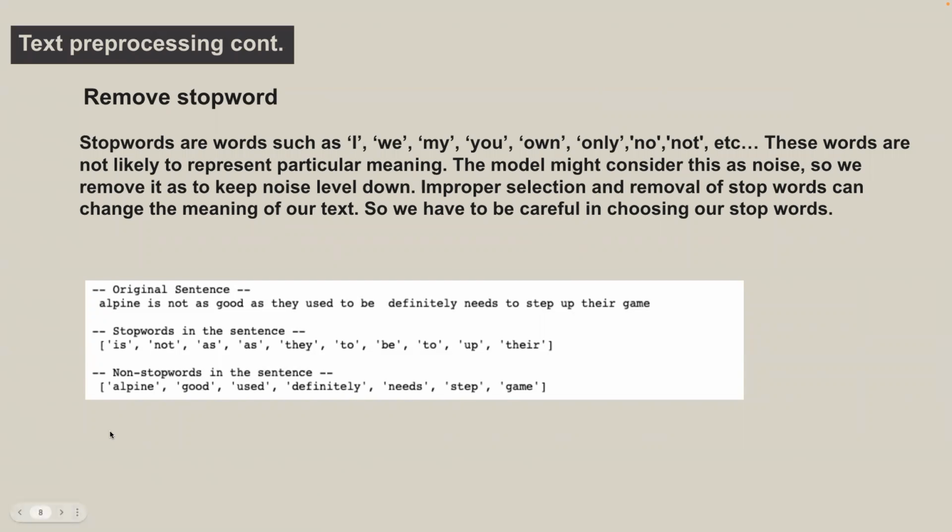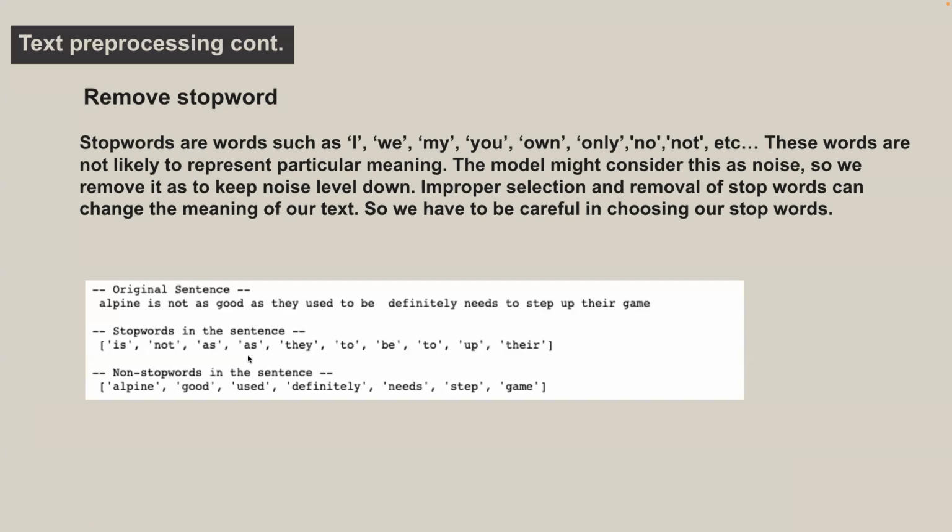Down below here is a screenshot of my outcome. The original sentence is: often is not as good as they used to be. Definitely needs to step up their game. And the stop words in this sentence are listed here as not, as, they, to, be, up, there. After removing them, the sentence becomes often good use, definitely needs step game. But like we can tell, it changed the sentence meaning after I removed the stop words here. So we have to be careful with the choosing of our stop words.